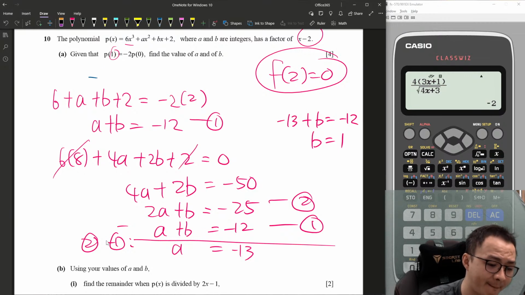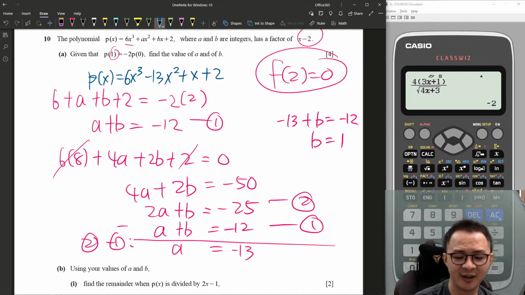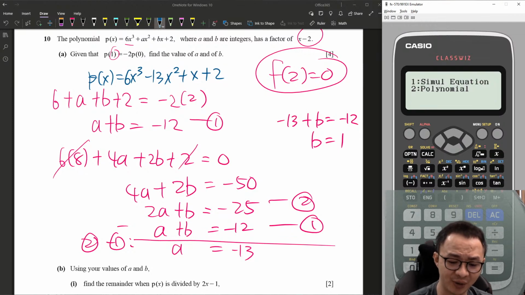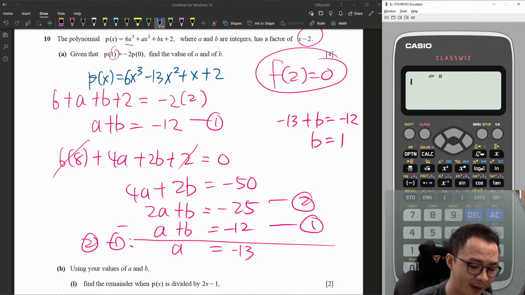My px equation, I mean. My px is 6x cubed, a is minus 13x squared, b is plus x plus 2. And I will not straight away be very happy about this because I want to do a cubic equation to double check my answer. So this is 6. This is negative 30. One of my answers must be 2. Must be 2. If I don't get 2 here, I know something is wrong. C is 1 and D is 2. Okay, one of my answers is 2, then I know my answer is correct already. Then I will just move on.